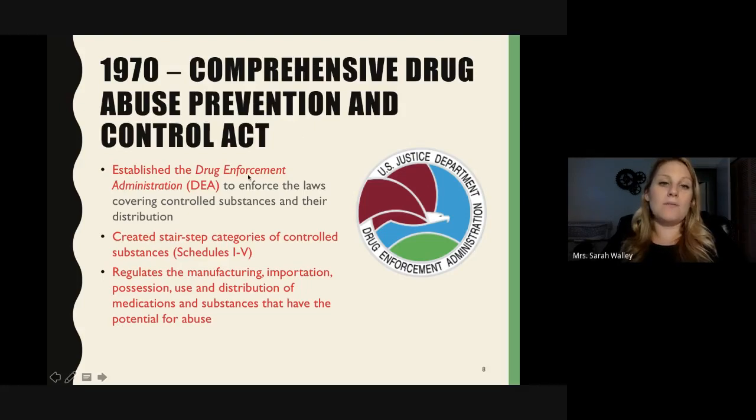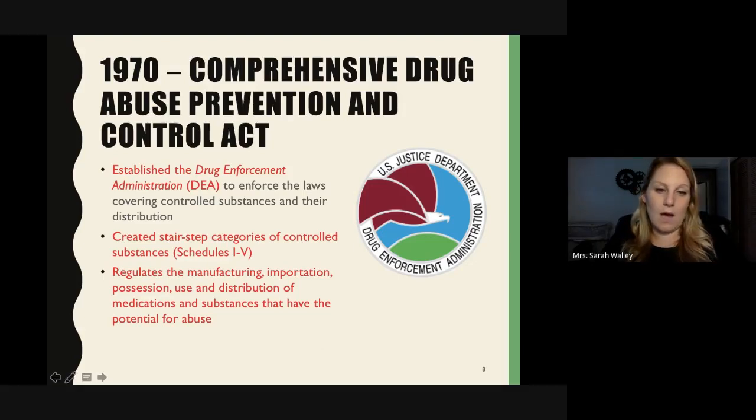Okay, so the Comprehensive Drug Abuse Prevention and Control Act also regulated the manufacturing, importation, possession, use, and distribution of medications and substances that have a potential for abuse. So if they're going in and out anywhere, it had to be regulated through the DEA, and those doctors who were giving out these drugs had to be regulated as well.